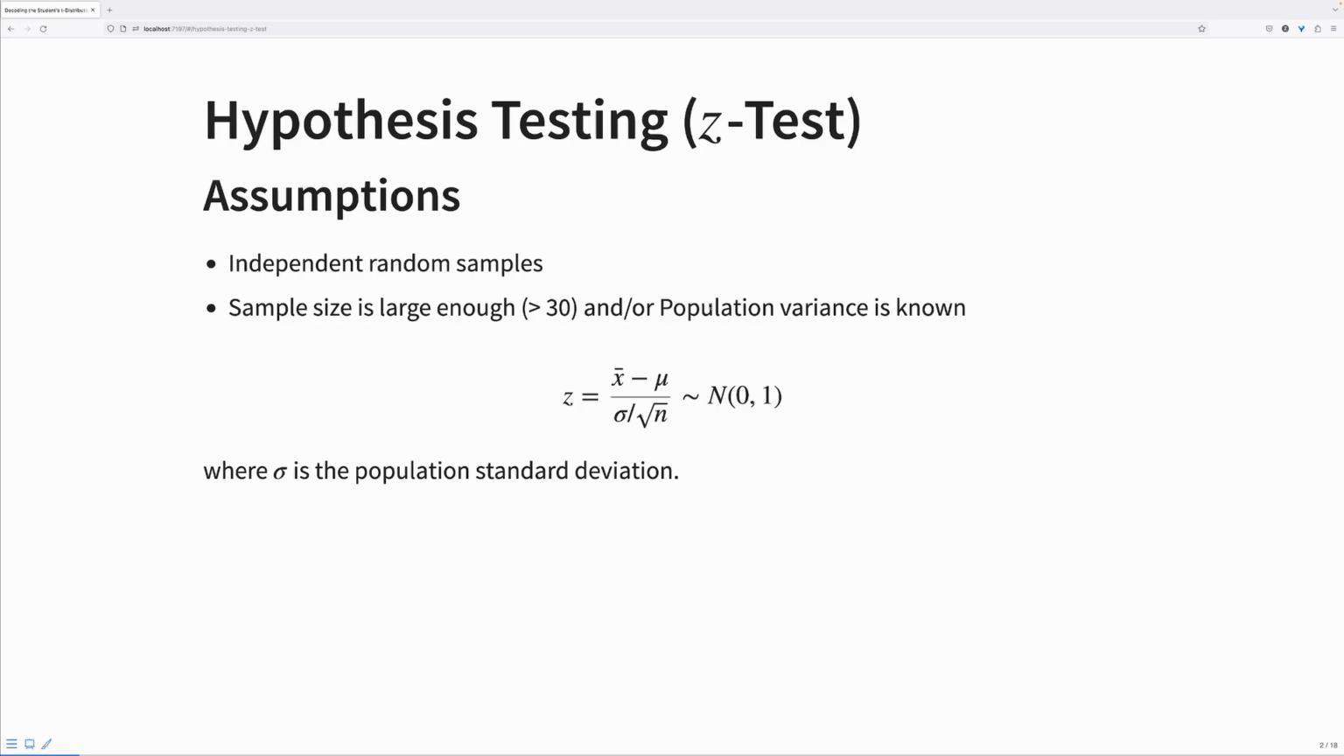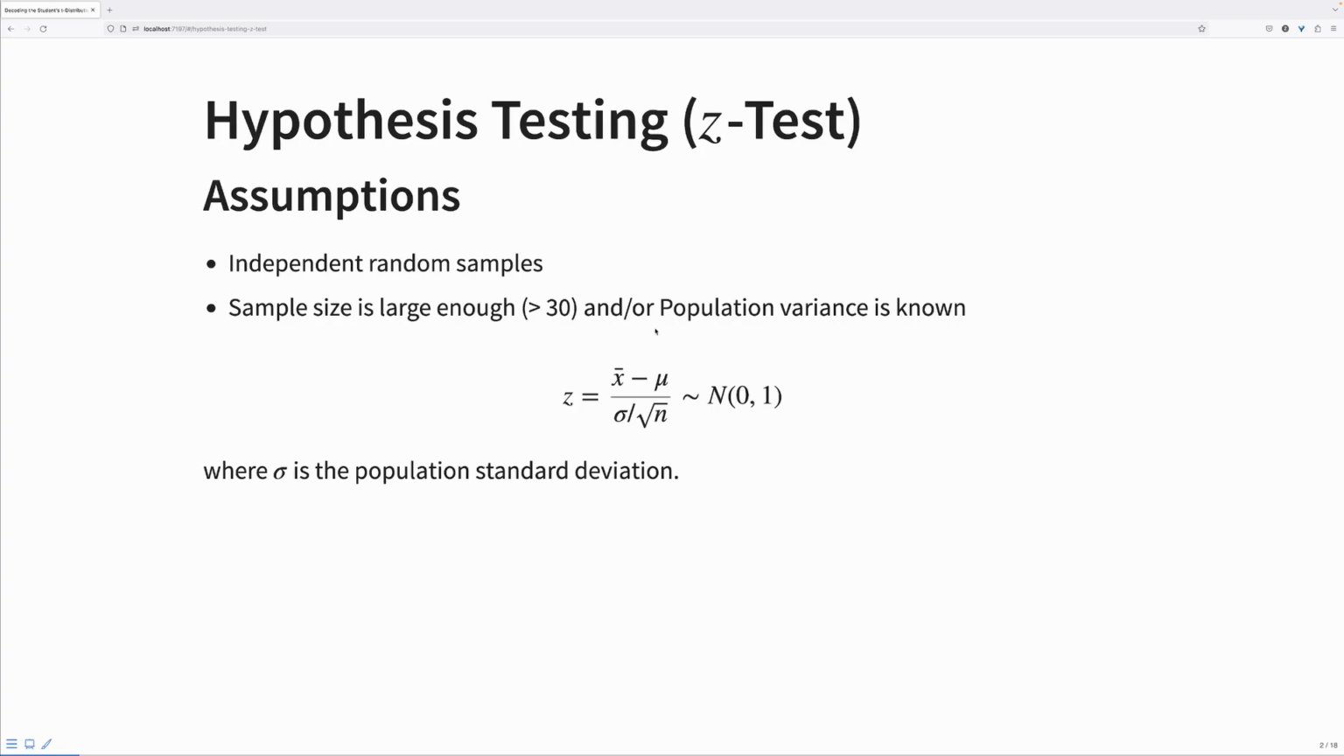If the population variance is known, we can calculate the z-score using this formula, where x bar is the sample mean, mu is the population mean under the null hypothesis, sigma is the population standard deviation, and n is the sample size. And z follows a standard normal distribution.